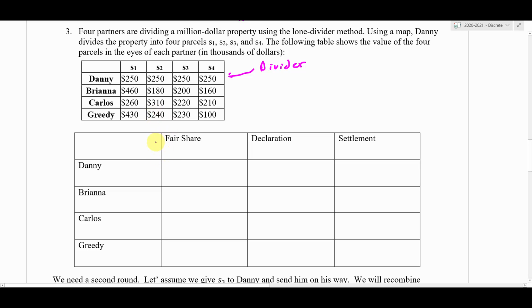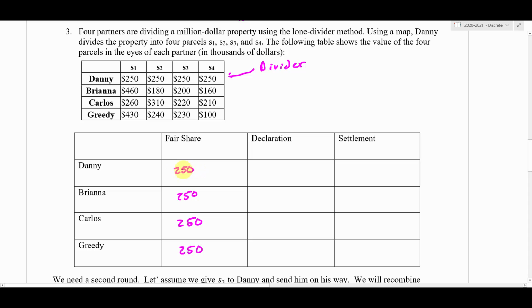Right? So if everyone agrees that the property is worth $1 million, then their fair shares are $250,000 because they have to divide it 4 ways. Right? And if you were to go through and add up their 4 pieces for each person, they would all add up to $1 million, which you would then divide by 4, and you would get the same fair share for each person. So the fair share tells us which pieces they would be happy with. So for instance, Brianna would only be happy with a piece of land that is worth more than $250,000.